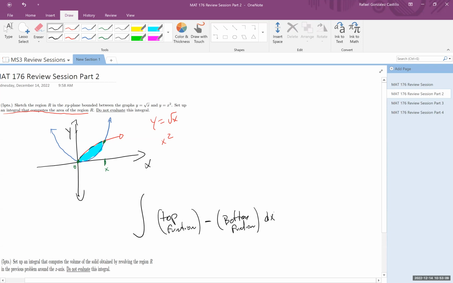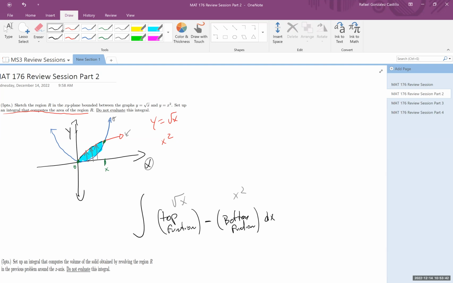dx. That's the way that I choose to remember this when I do this type of problems. And when I say top and bottom, we are talking in relationship to the x-axis. So if I'm looking from the x-axis going up from here to here, which one is on the top, the red one or the blue one on that interval where the region is? The red one is on top. So the top function is going to correspond to radical x. And the bottom function is going to correspond to x squared.